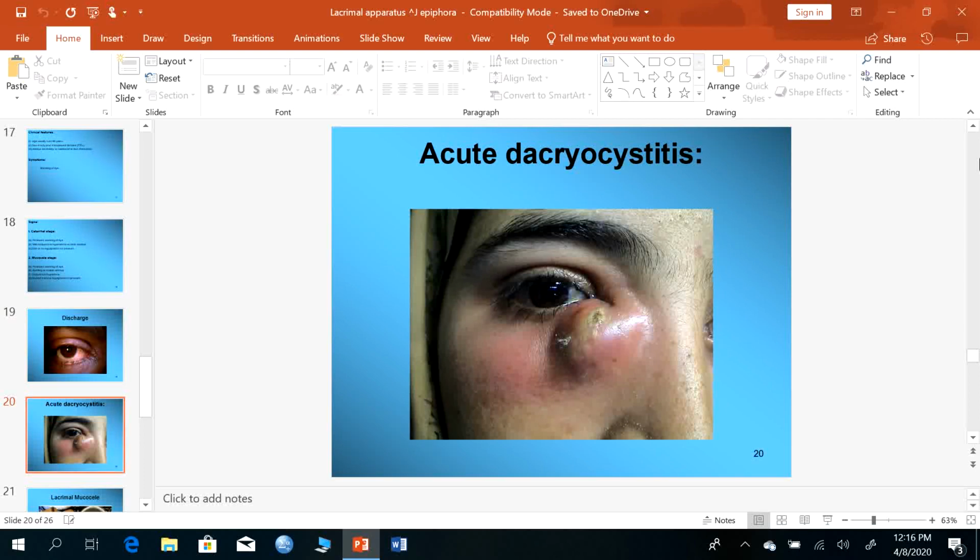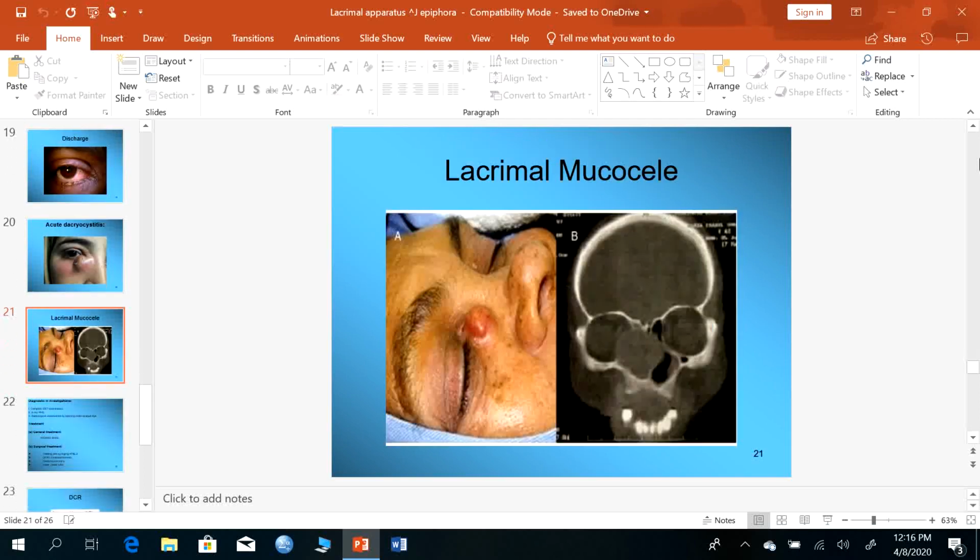This is an acute dacryocystitis case with pus formation, tearing from the eye, slight swelling of the upper lid, and the patient will suffer from fever and other signs of inflammation. Here you can see the involvement of the right lacrimal sac with pus formation and globular swelling below the medial palpebral ligament. And on CT scan, you can see there is a large mucocele which covers the whole area of the lacrimal drainage system, right from the lacrimal sac to the nasolacrimal duct.